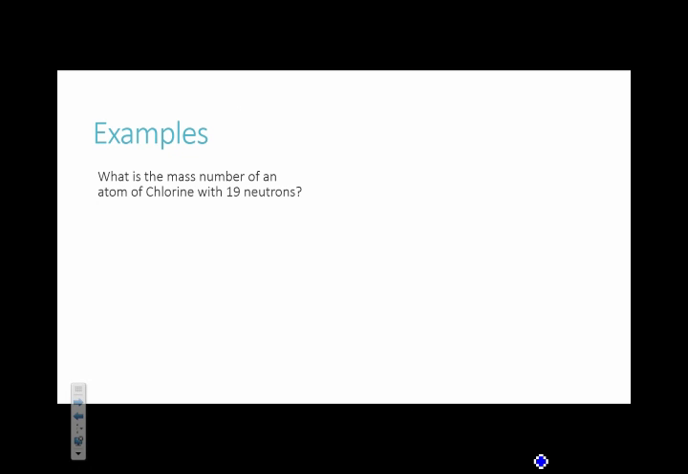Alright, let's try this from a slightly different angle. What is the mass number of an atom of chlorine with 19 neutrons? So in order to come up with mass number, I need protons plus neutrons. Well, the problem gives me that I have 19 neutrons. Check. That's great. It doesn't give me my number of protons, but it does tell me that we're talking about chlorine. So I can go to the periodic table, because I know who chlorine is, and see that chlorine has 17 protons, because its atomic number is 17. So my mass number will be equal to 17 plus 19, which is 36.